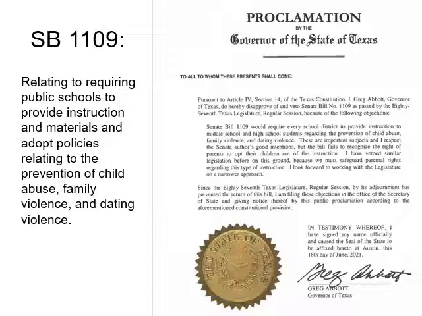He says, since Senate Bill 1109 would require every school district to provide instruction to middle school and high school students regarding the prevention of child abuse, family violence, and dating violence. These are important subjects, and I respect the Senate author's good intentions. But the bill fails to recognize the right of parents to opt their children out of the instruction. I have vetoed similar legislation before on this ground, because we must safeguard parental rights regarding this type of instruction. I look forward to working with the legislature on a narrower approach.